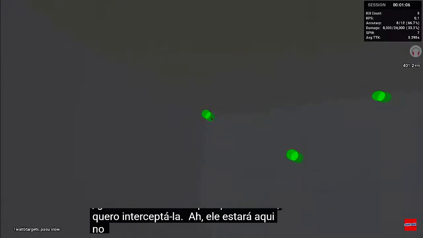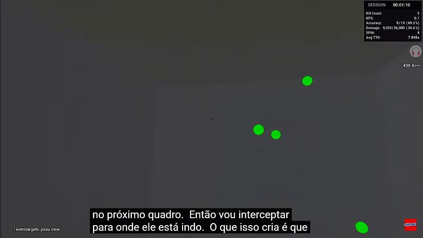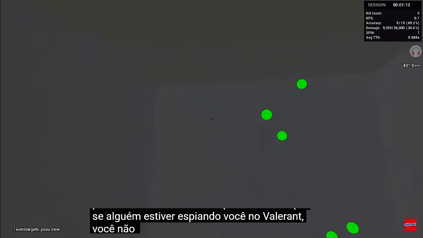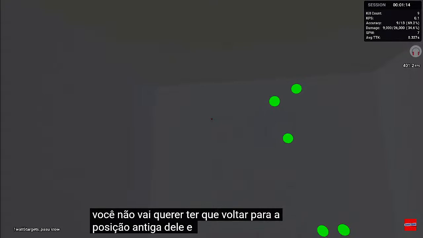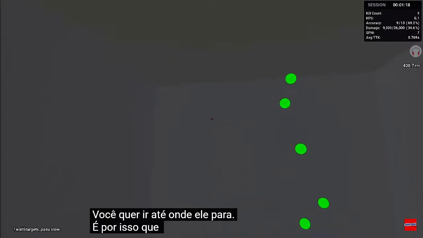Oh, he'll be here in the next frame, so I'll intercept where he's going. What this creates is, if somebody's peeking you in Valorant, you don't want to have to flick to his old position and then do a micro back. You want to flick to where he stops. That's why we target read.